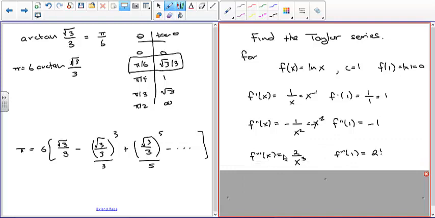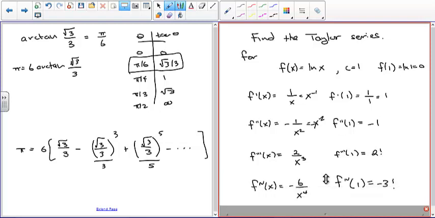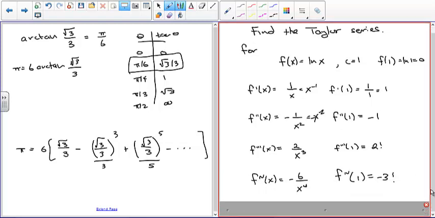Now, the third derivative is going to be, you take negative 2 times negative 1, gives you positive 2. You'll get x to the minus 3 power, which is 1 over x cubed. If you plug 1 in there, you'll get 2. I put it down as 2 factorial, because you'll see what happens as you go through here. When you take the next derivative, you'll have x to the minus 3 power, and moving this to the numerator, you'll have negative 3 times 2, which is negative 6.